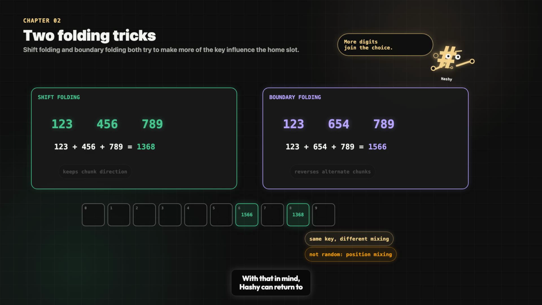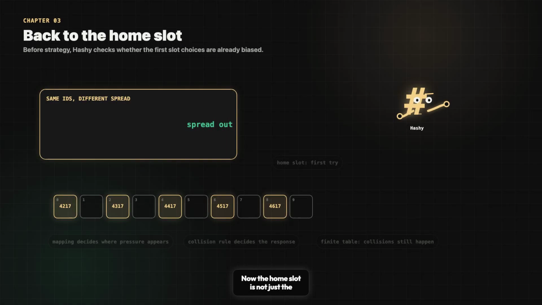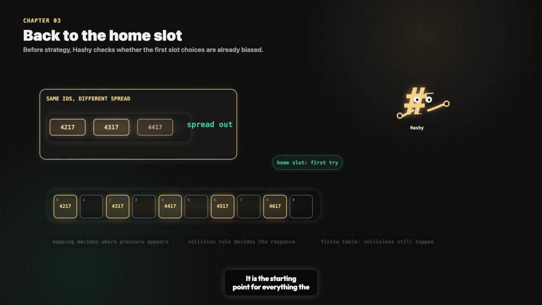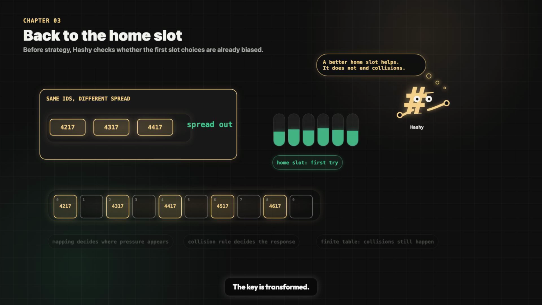With that in mind, Hashy can return to the home slot more carefully. Now the home slot is not just the first box in the row. It is the starting point for everything the table does next. The key is transformed. The table size maps that value into the available range. Then the record gets the place it wants to try first.